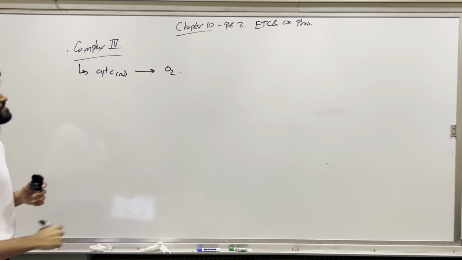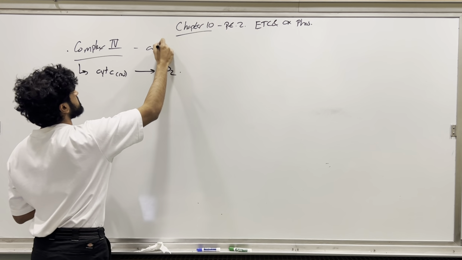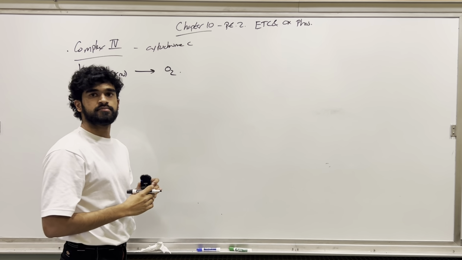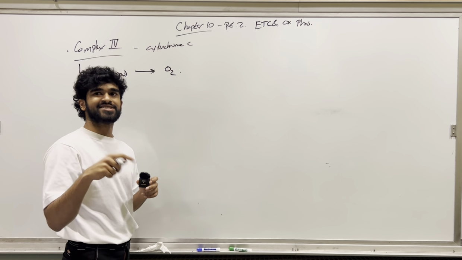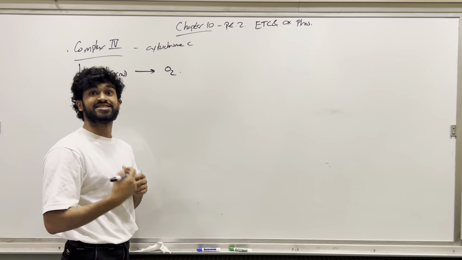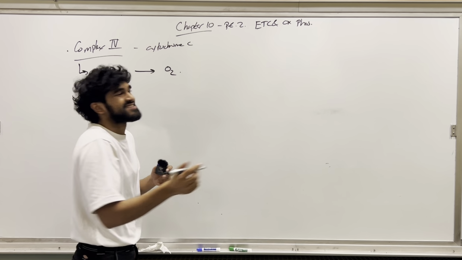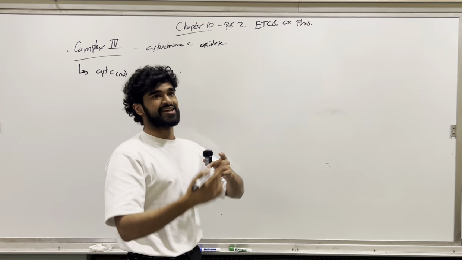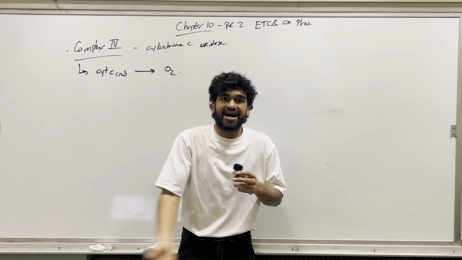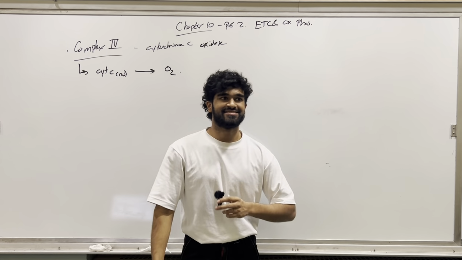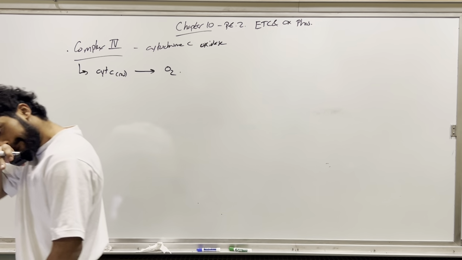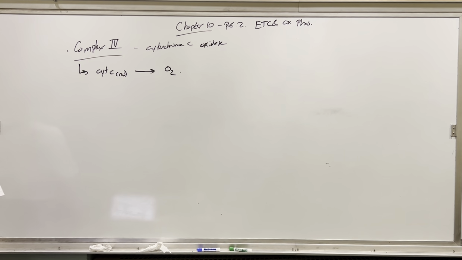Complex 4 is called simply cytochrome C what? Well, it transfers into oxygen, so it's just called cytochrome C oxidase. Because there's no oxidoreductase, it's just oxidase. Oxygen is just oxidizing, that's what oxygen does. It's called oxygen, right? Dude got the whole class named after him.